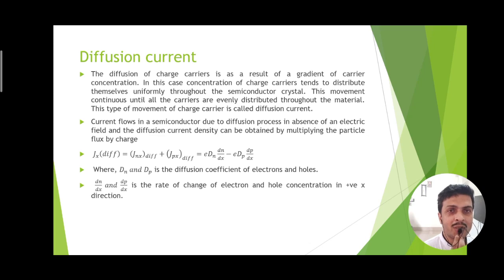Here the diffusion current density is written again as the sum of the diffusion current density due to electrons and holes separately. Each of these diffusion current densities could be written as the product of the particle flux with charge. The particle flux is the product of the diffusivity of the particle, which could be an electron or a hole, with its concentration gradient.